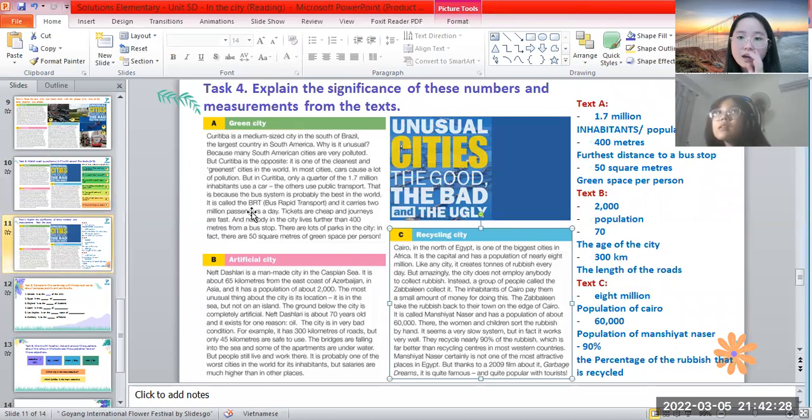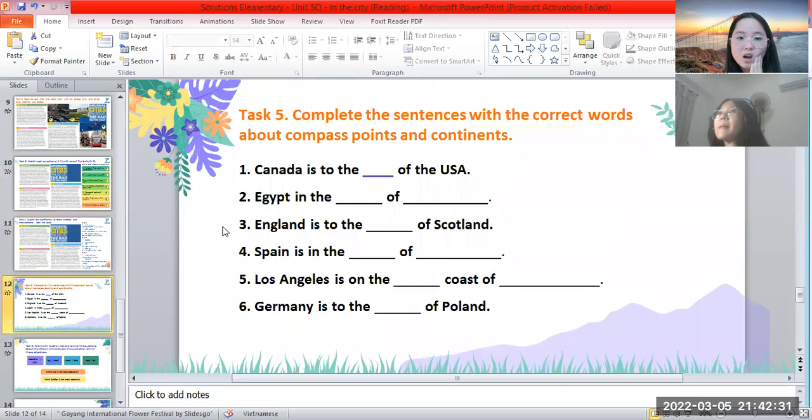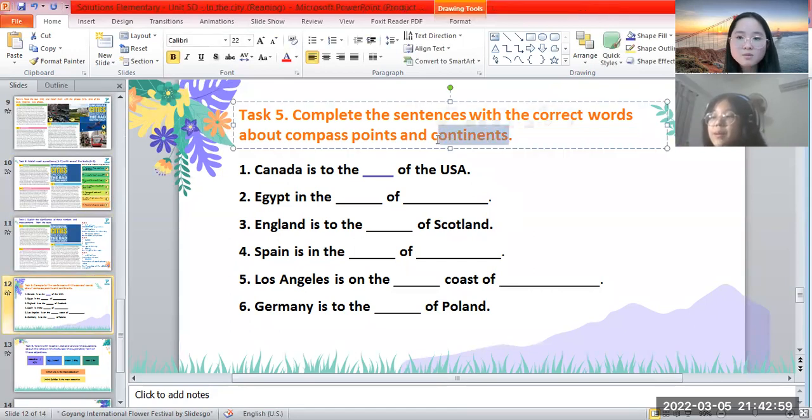Okay, so finished with the reading parts, and now we're going to move on to some filling in the blanks exercise. You are going to complete 6-10 sentences with the correct words about the compass point and the continents. Do you know the continents? Do you know the compass point and the continent?